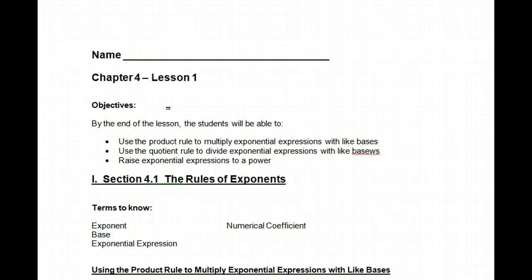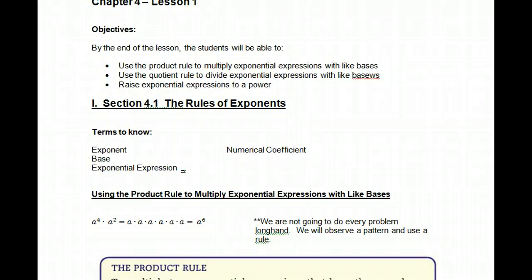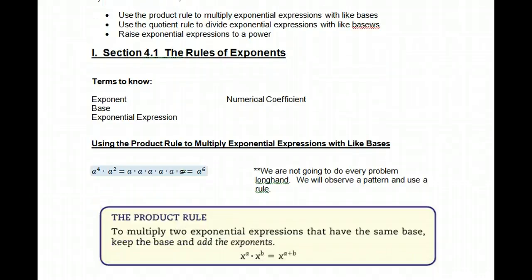In this lesson, we are going to work on using the product rule to multiply exponential expressions with like bases, using the quotient rule to divide exponential expressions with like bases, and raising exponential expressions to a power. There are some vocabulary words that I need you to make sure that you know before the end of this lesson, and those are exponents, base, exponential expressions, and numerical coefficient. I do believe that we have discussed all of them at some point during this course, so you should be familiar with them, but if not, please make sure that you do review.